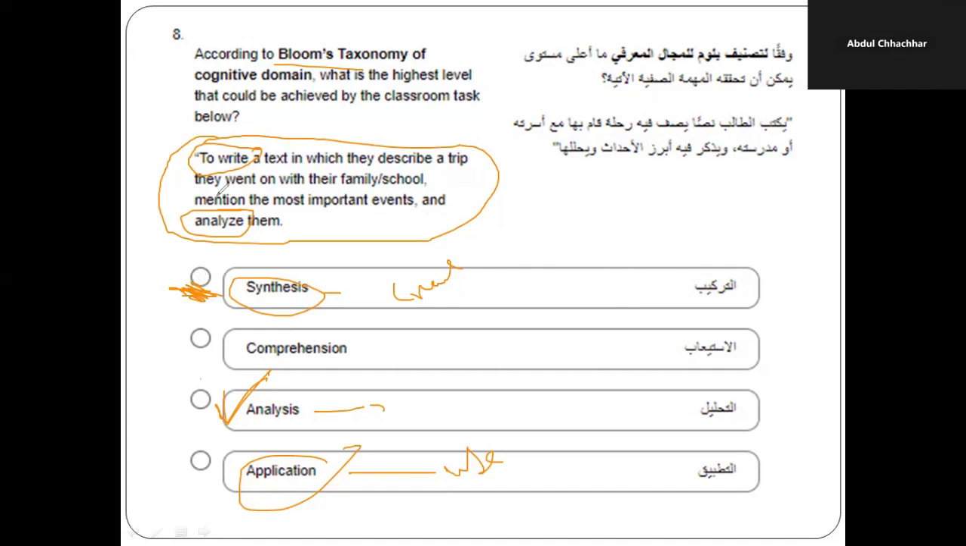But the question says, after writing, what we have to do? Analyze, right? So our action is analyze, not to write. But if I remove analyze, then what will be the option? A will be correct, synthesis. So option C is correct. Comprehension means understanding. It's not talking about understanding.